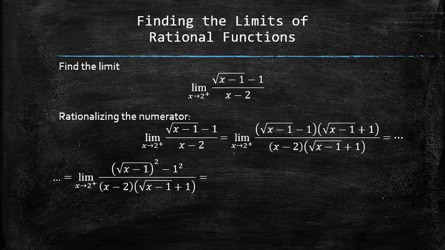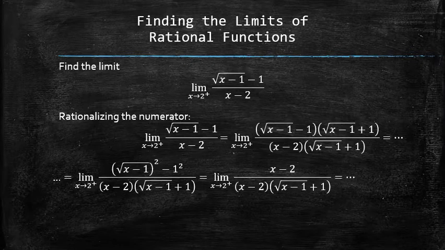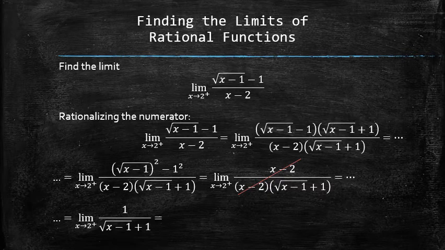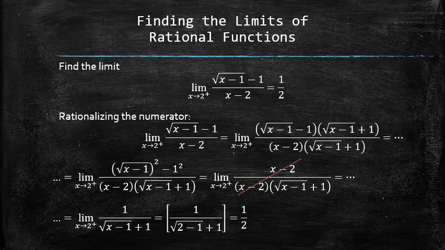After simplifying the numerator, we get x minus 2, which is a common factor with the denominator. So we can reduce both the numerator and denominator by x minus 2. The reduced function appears to have no issues at 2, so we plug in x equals 2 again and obtain the limit. We analytically confirmed that the limit of this function is 1/2.